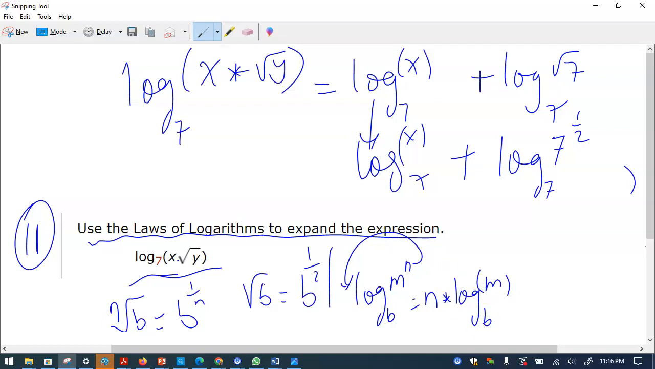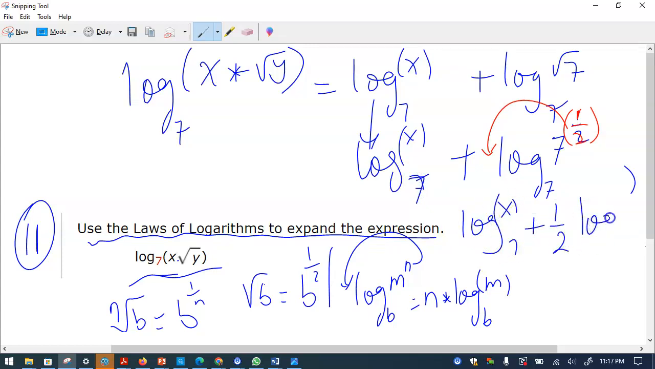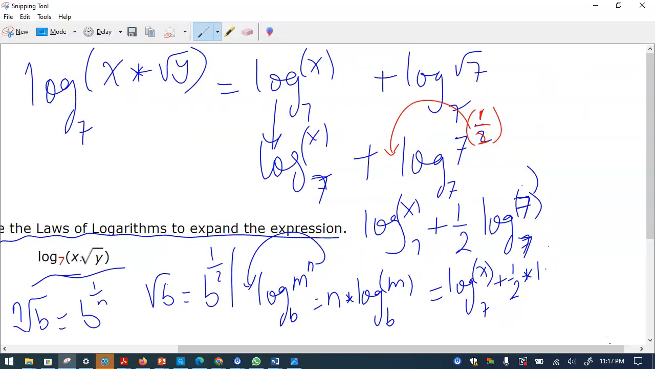So the half, which is the power exponent here, gets multiplied over here, and that's how you write it. But when you have log of 7 to the base 7, that itself is 1. So your final answer will be like this, plus half times 1. And half times 1 will be plus half when you're done.